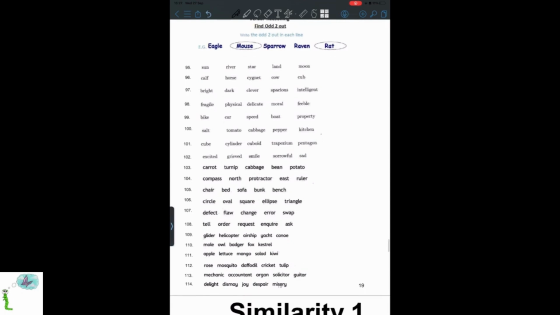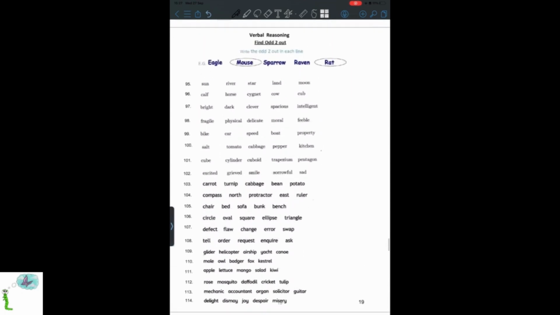Okay, so these ones can be a bit difficult. I might have to walk through these. So, odd two out, right? We have to figure out something that three of them have in common. Two of them won't match with that similarity. So we need to find a rule that will apply to three, right?